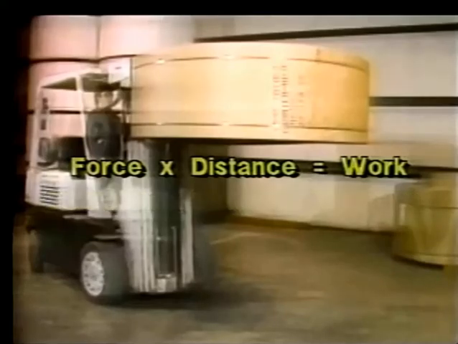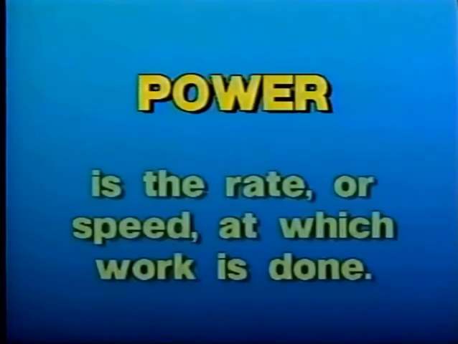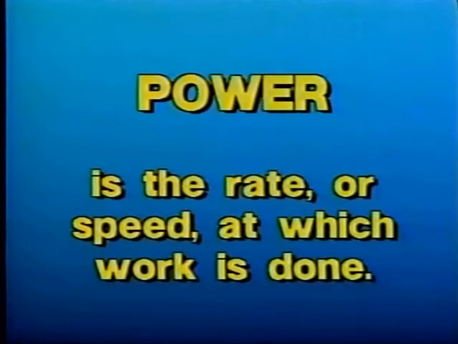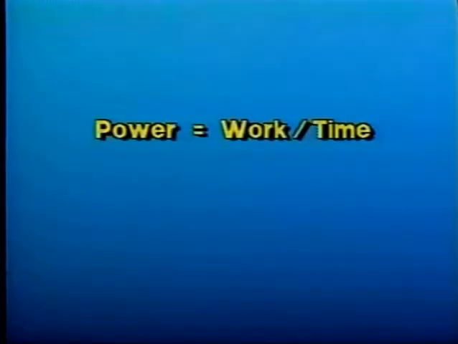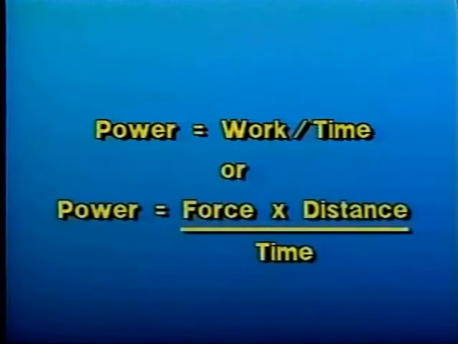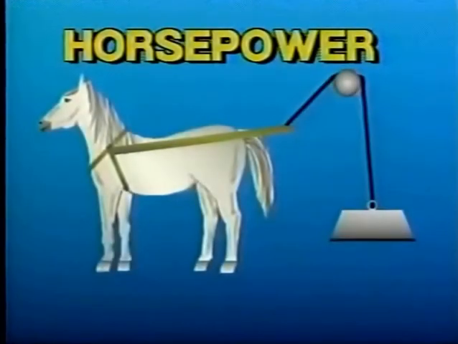Now, if we add time to this equation, we come up with another important concept called power. Power is the rate or speed at which work is done. The equation for power looks like this: power equals work divided by time, or it can be written power equals force times distance over time. A common unit for measuring power is horsepower.